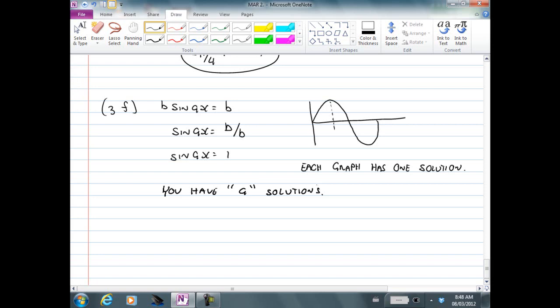Question? Same thing with sine ax minus b equals b? Okay, so hang on. Sine ax minus b equals b. Then sine ax plus b. Wait, this is plus b? Okay, so that means sine ax equals 0. So where is sine equal to 0? Three places: 0, and two places, 1 and 2. So therefore, each graph has 2 solutions, so you have 2a solutions.